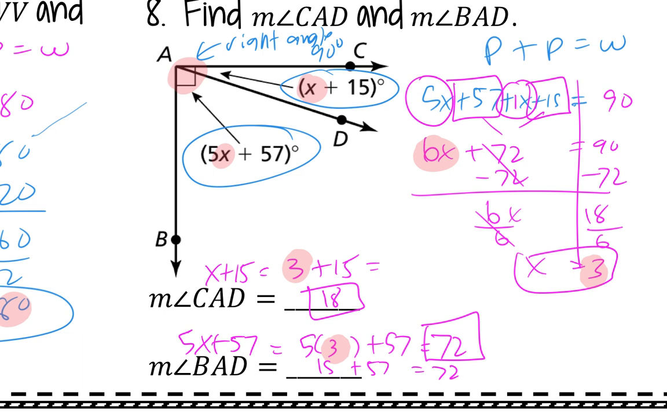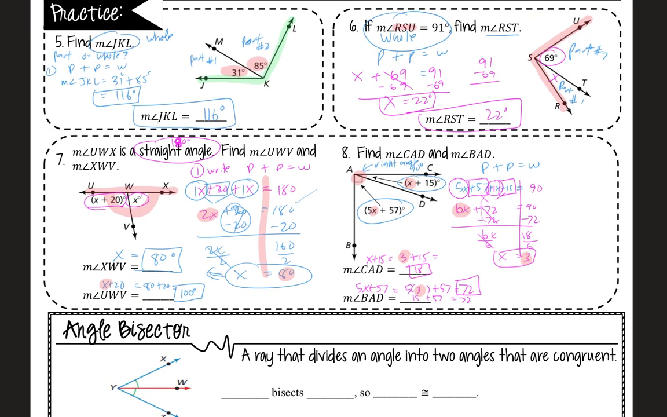So the main thing on these is that we've got to use our problem-solving skills. We've got to think about what we know. Okay, on this one, we know that this one equals 90 because we see that. So part plus part equals 90. This one, part plus part equals 180. Right, so we know that. So now that's our part plus part equals whole.